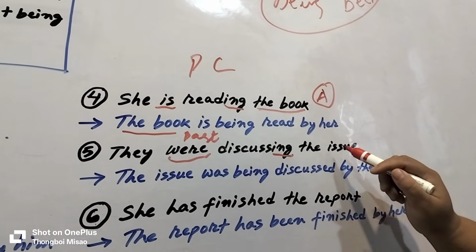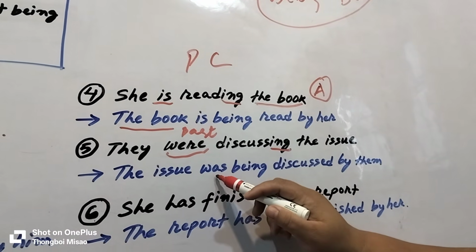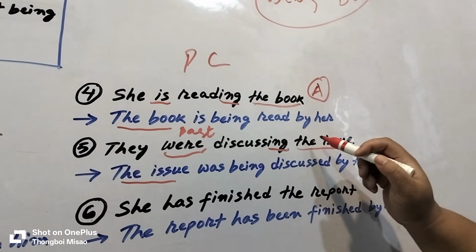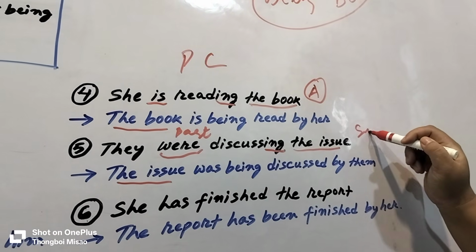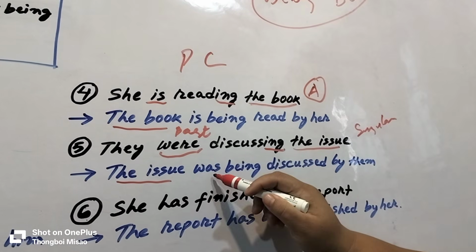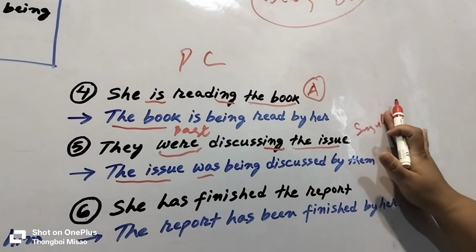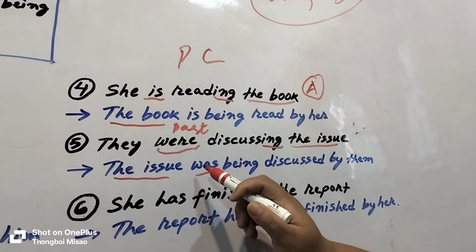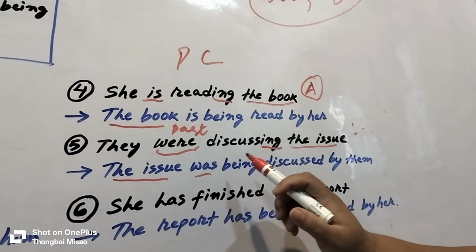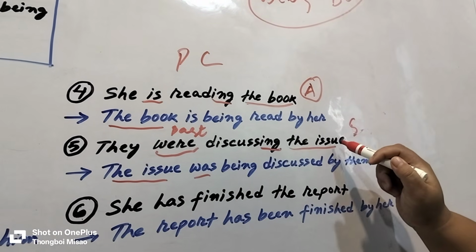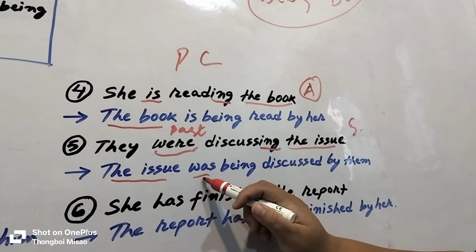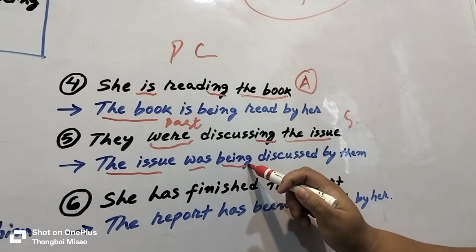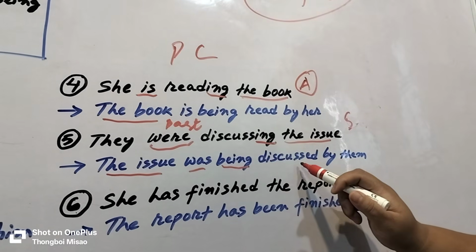Why do we use was here? Because the issue is singular, so we use was. If it is plural, issues, then the issues were. For the issue, which is singular, we use was. Continuous takes being, and the third participle, by them.